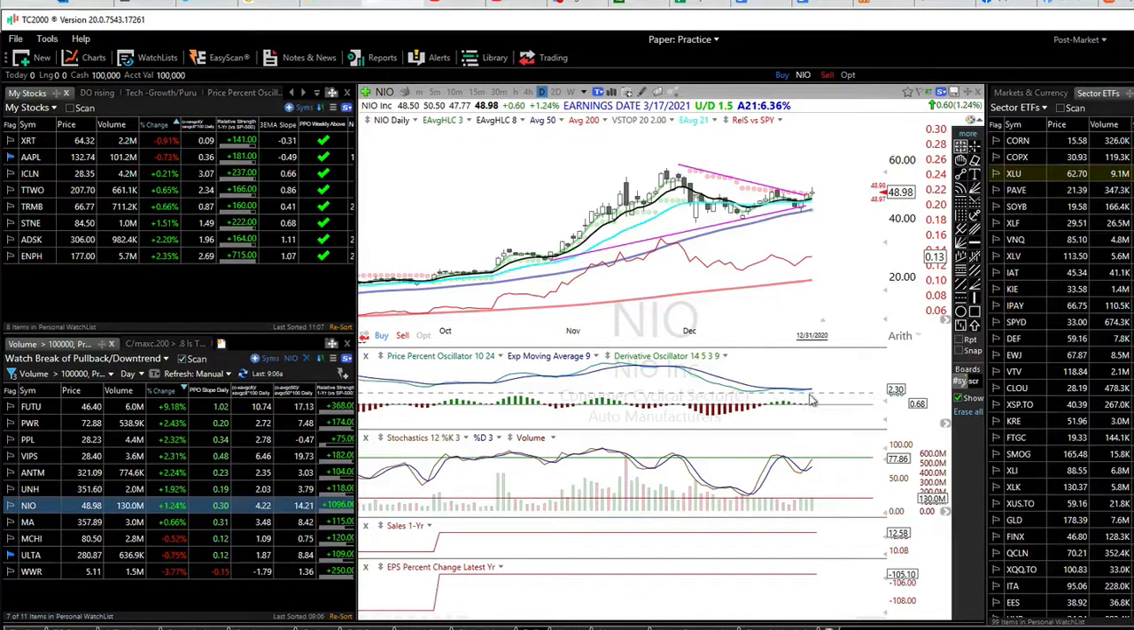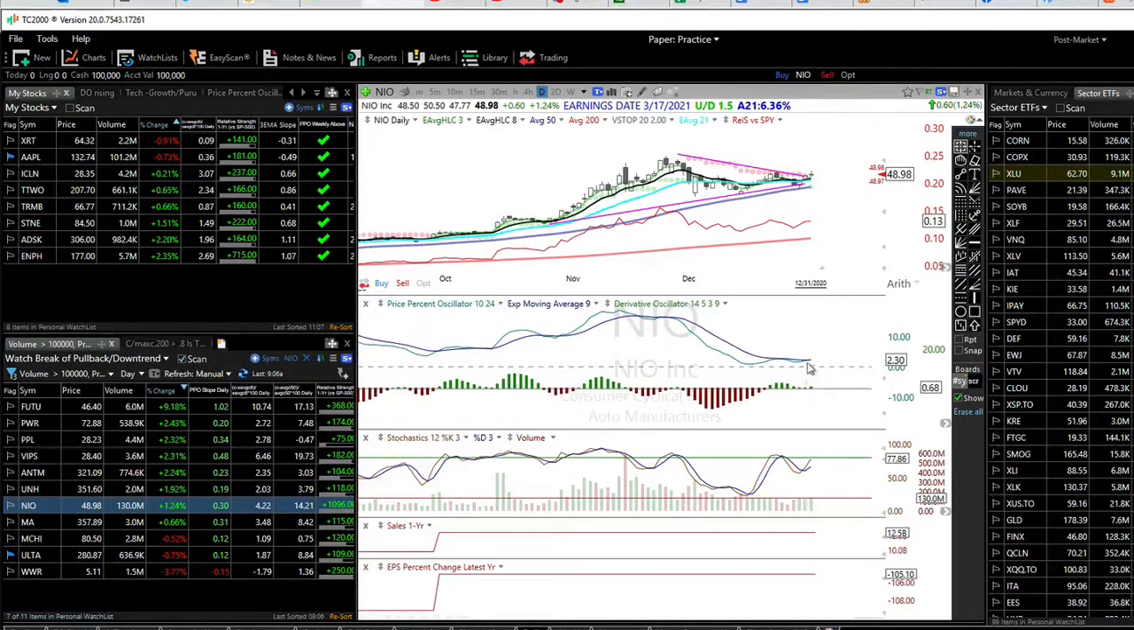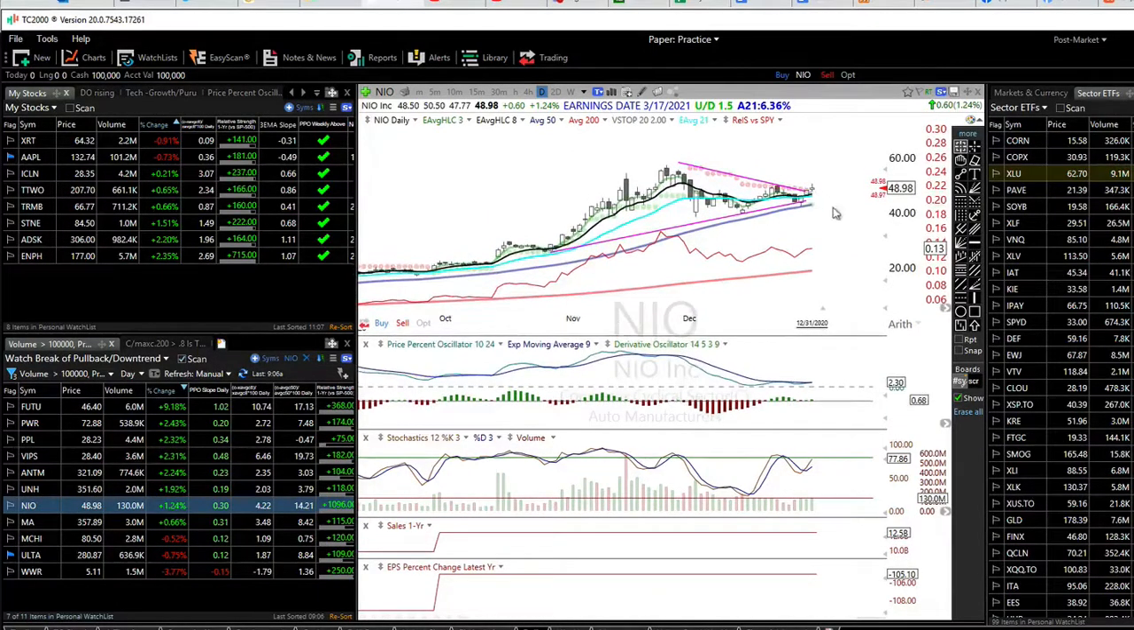Now the MACD, it's a little bit weak here, but you're starting to see a bit of a cross here. It almost crossed here, but then it didn't. So I use price as the biggest one.